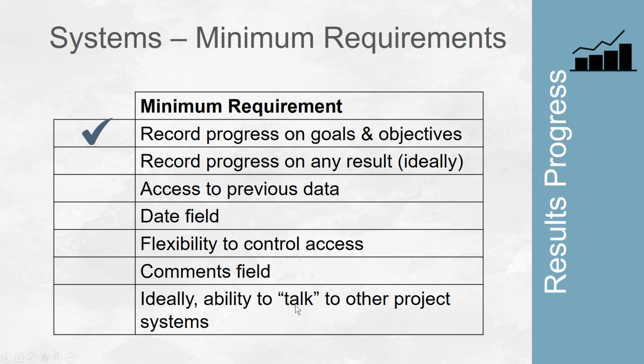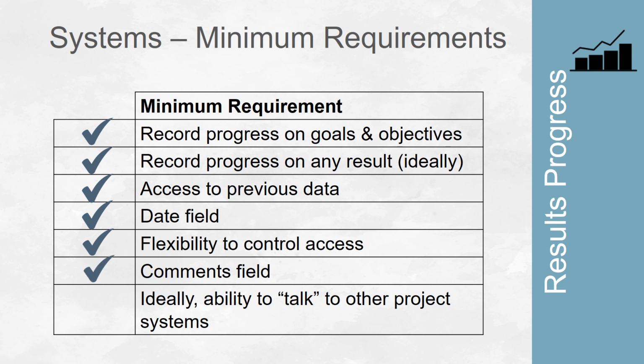So your system should have a clear place where you can record progress on your goals and objectives, as well as any associated indicators. As you know, not all results have objectives, so it can also be useful to track the status of your results. If you wish to track and compare progress over time, it'll be important for your system to provide you access to previous data and reports in an efficient manner. And of course, on a related note, you'll want to make sure your system has a date field. You should also be able to restrict or open access to others as needed.